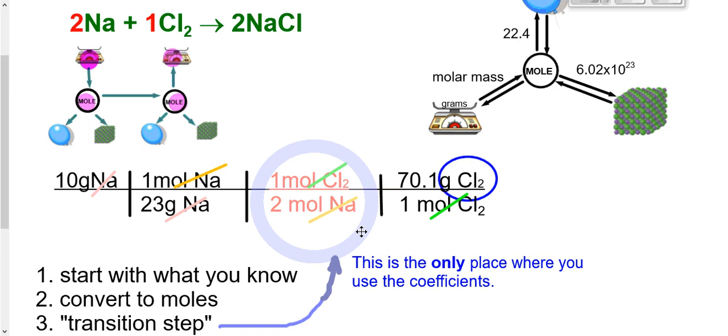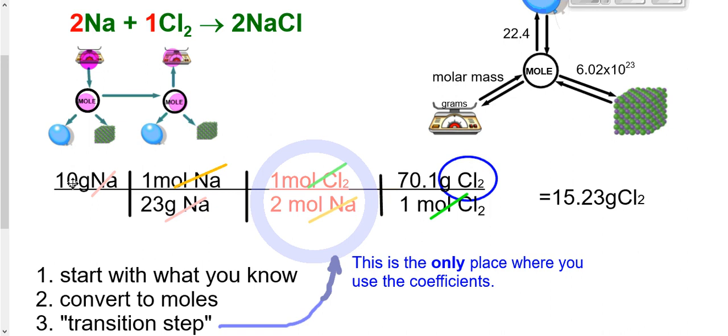Now moles of chlorine on the top cancels moles of chlorine on the bottom, and the only units that I haven't canceled out entirely so far are the units for grams of chlorine. So we multiply numbers we find on the top of the line, and divide any numbers that we find on the bottom of the line, and the order doesn't matter.